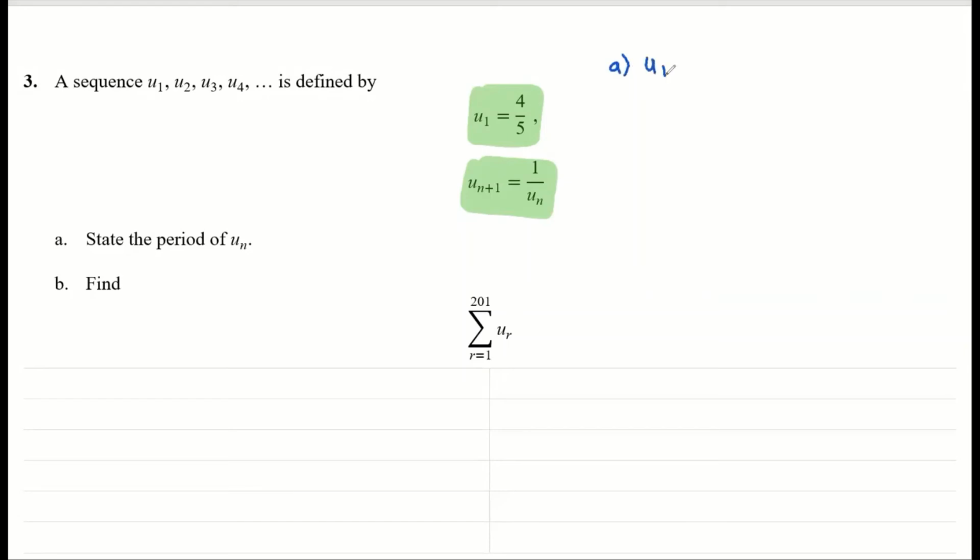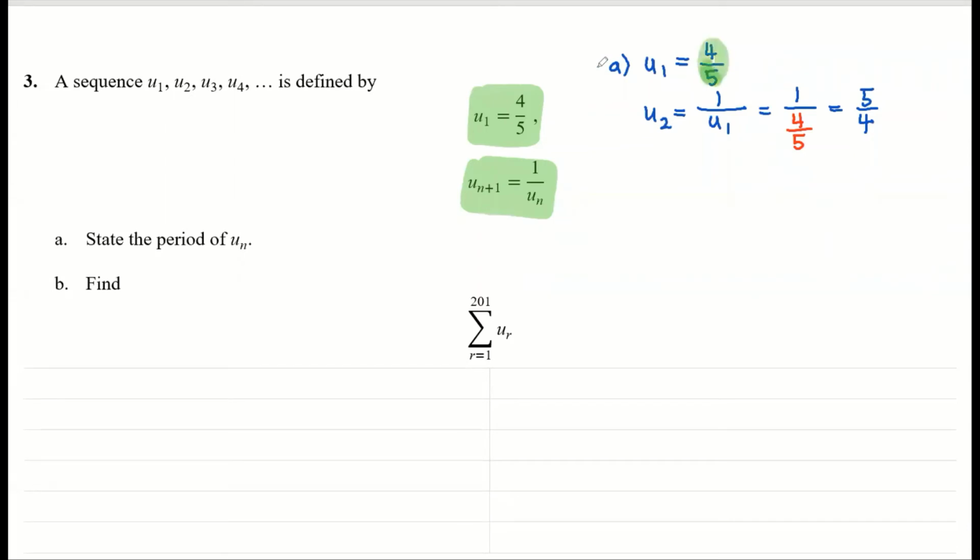So if U1 equals 4/5, that's my starting point. And if I use the recurrence relation, my second term, U2, is going to be 1/U1. Okay, using the previous term. And because we know what U1 is, it's going to be 1/(4/5). So it's the reciprocal of that. And we can write this, as you know, if you multiply top and bottom by 5 to clear the fraction, the reciprocal is just going to flip it over. So we're going to get 5/4. So we now have the first 2 terms.